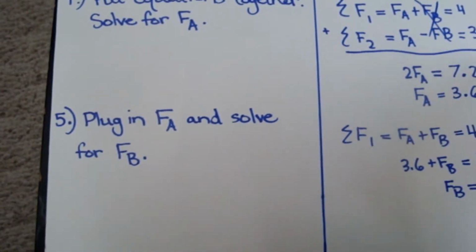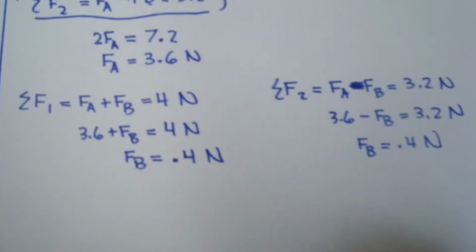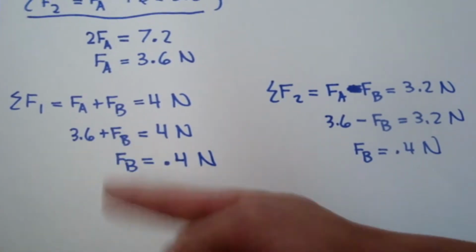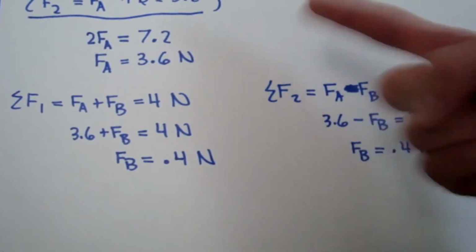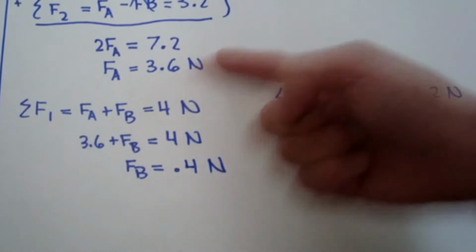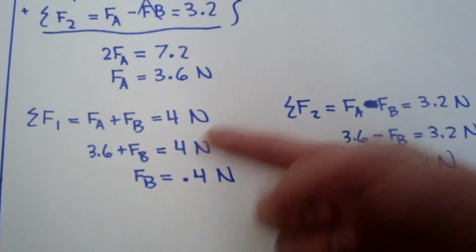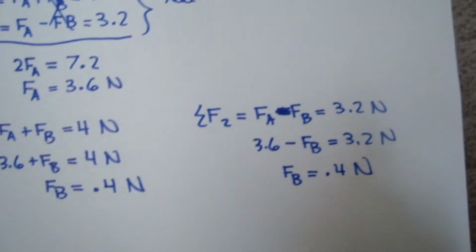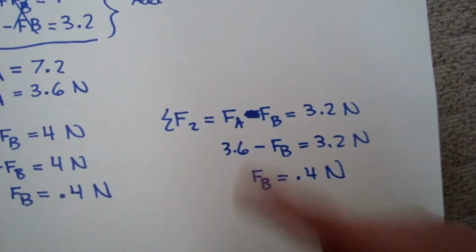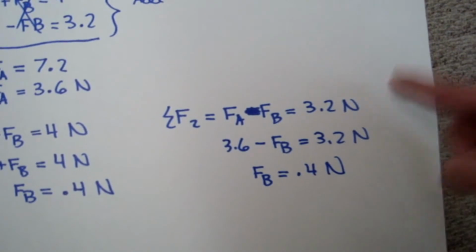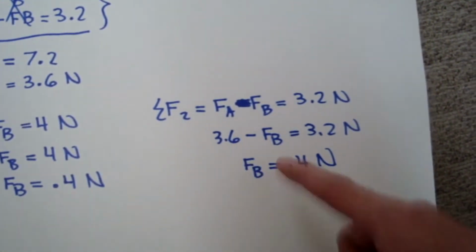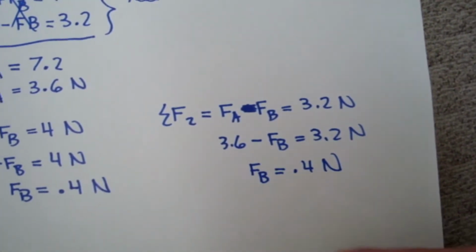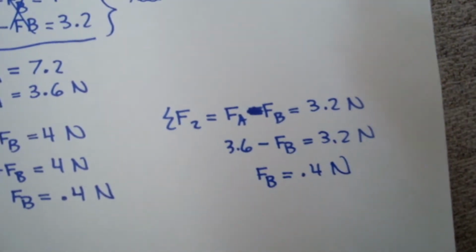And once you have FA, you can just plug that back into the original equation of both of them or just one of them. And right here, we see that FA plus FB equals 4 newtons. We plug in 3.6 for FA, and we solve for FB, and we get 0.4 newtons. And we'll try the other equation. We're supposed to get the same answer. So FA minus FB equals 3.2. We do 3.6 minus FB equals 3.2, and FB will equal 0.4 newtons. And that is how you solve the problem.